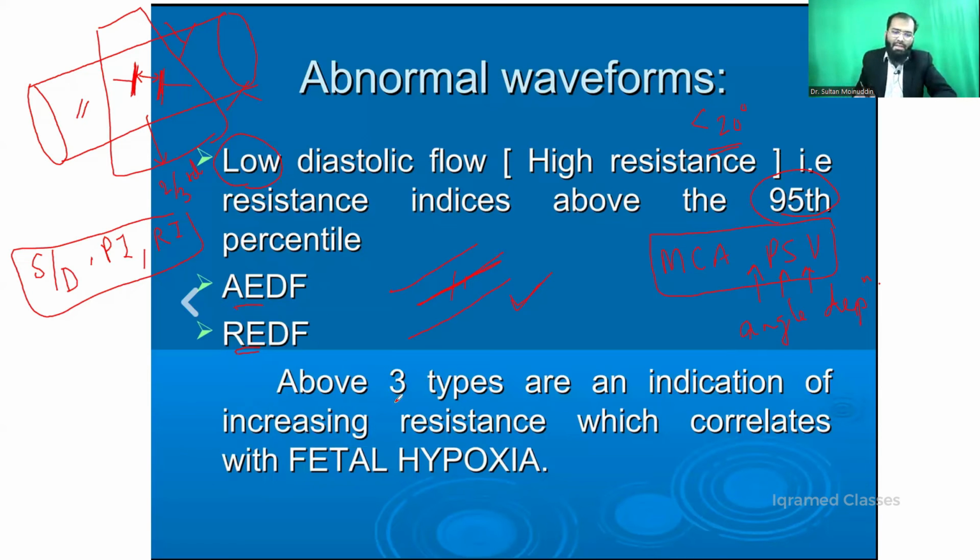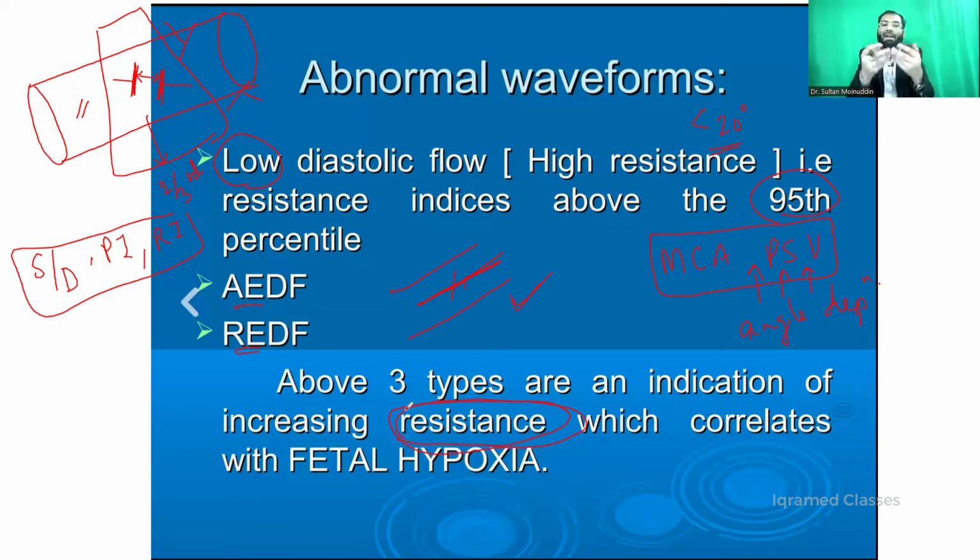So what we are measuring is resistance. This answers the question of the student who was asking, what do PI and RI indicate? They indicate what amount of resistance is there in the vessels. So if there is more resistance, it means less blood is flowing to the fetus.